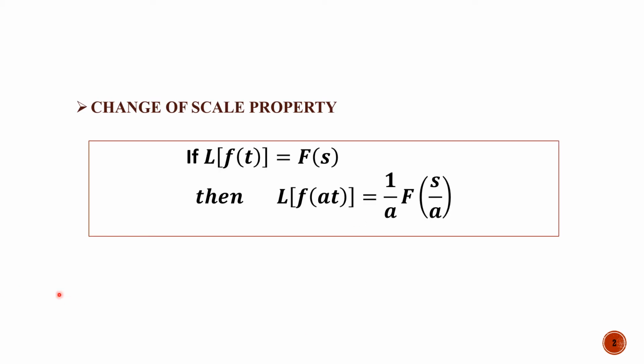Now the change of scale property states that if L of f of t is F of s, then L of f of at is 1 upon a F of s by a. So if you know L of f of t, then we can calculate L of f of at. That means t is replaced by at. Where F of s is L of f of t. So first we have to calculate L of f of t. Whatever answer we get, we have to replace s by s by a, and outside we will have 1 by a. That is the change of scale property.